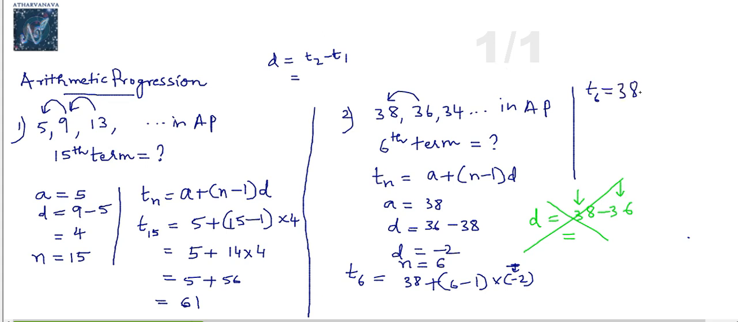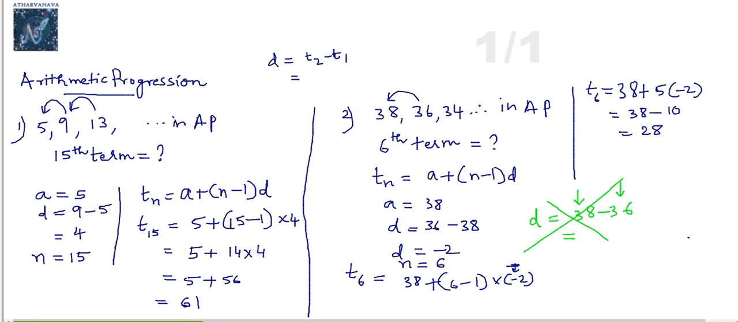38 plus 5 into minus 2. So that must be 38 minus 10, BODMAS rule. So 28 is my sixth term. So if you go on counting it, you get the sixth term being 28. Then why isn't it negative? It is not negative just because your numbers are descending; they are not negative here.